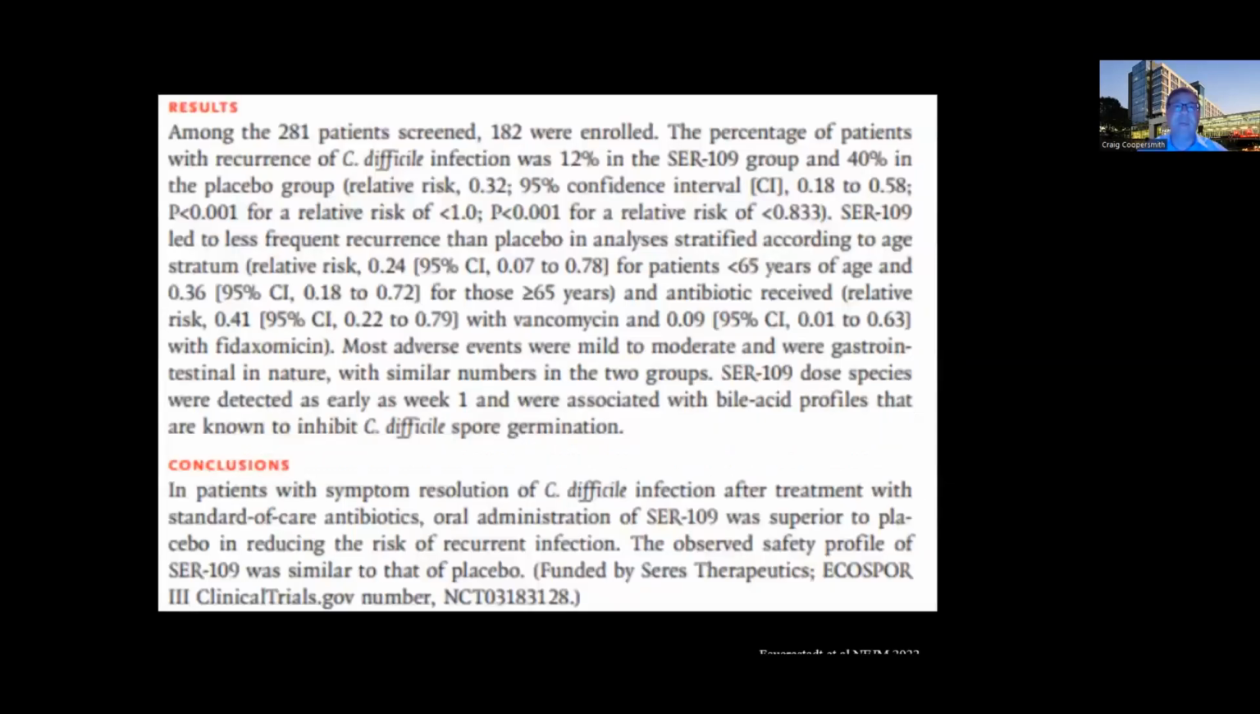Again, getting back to the New England Journal article, 281 patients screened, 182 enrolled. And what you see is, in just taking this pill, using the spores, there's a remarkable decrease in recurrent C. diff, 12% versus 40% in the placebo group.